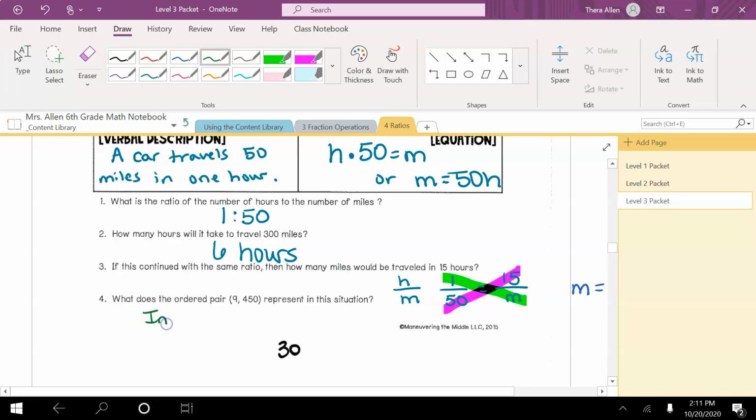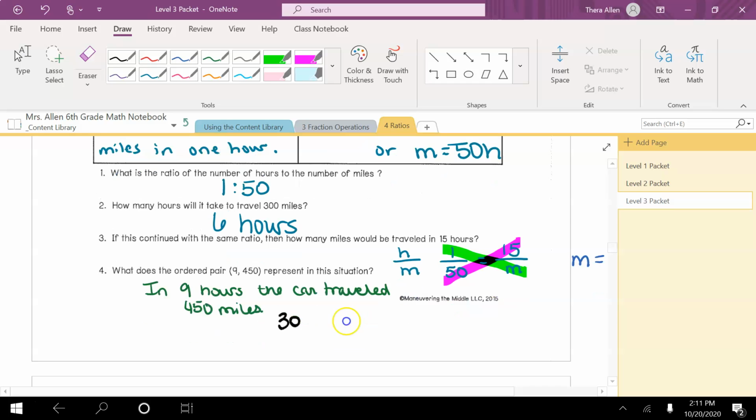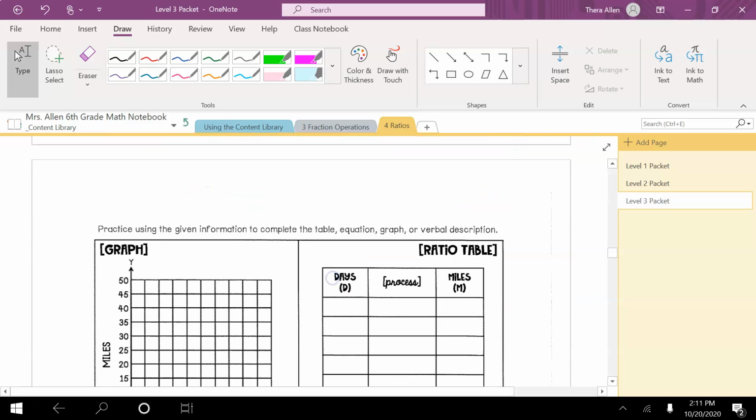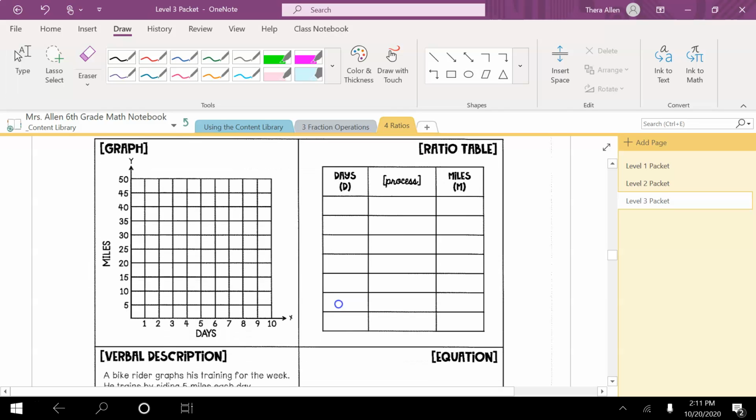So in 9 hours, we'll say the car traveled 450 miles. We are learning how to put this information into word form. All right, let's go on to the back. We're on page 31. We are going to practice.